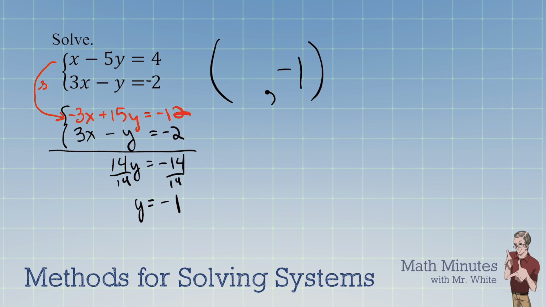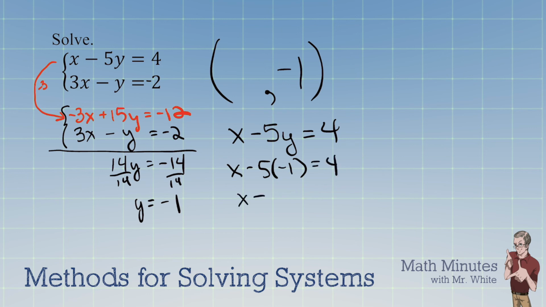Now, how do we get that second number? We go back to one of the equations. It doesn't matter which one. You pick whichever one looks good to you, maybe has the smallest numbers, or maybe it has your favorite number in it, and you plug in. So negative 5 times, instead of writing y, I'm putting that negative 1 in there. That's called substituting a value in.